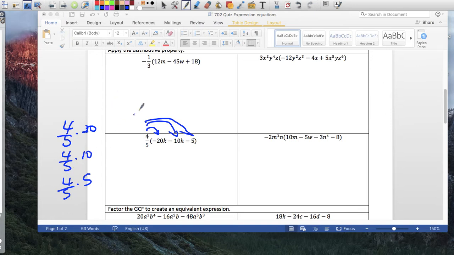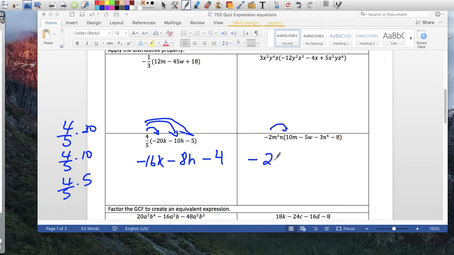So, 4 times 20 is 80, divided by 5 is 16, so it's going to be negative 16k. Minus 4 times 10 is 40, divided by 5 is 8. Minus last one, 4 times 5 is 20, divided by 5 is 4. Nothing to simplify. This one, negative and a positive, is a negative.